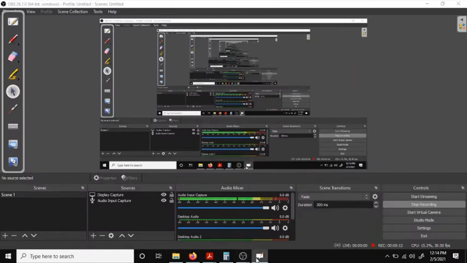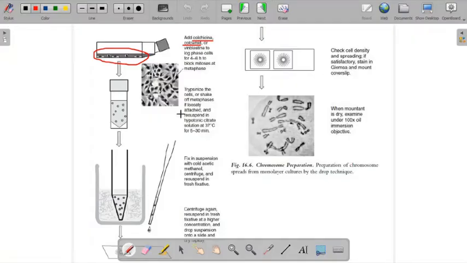Last time I guess we started with the karyotyping procedure.